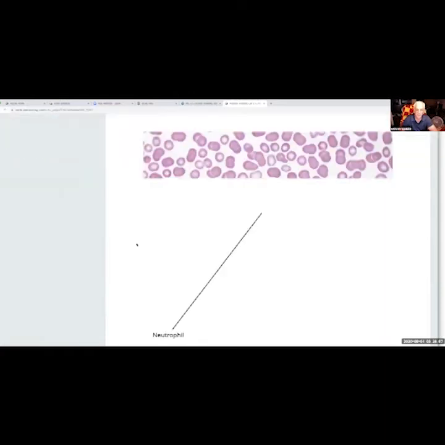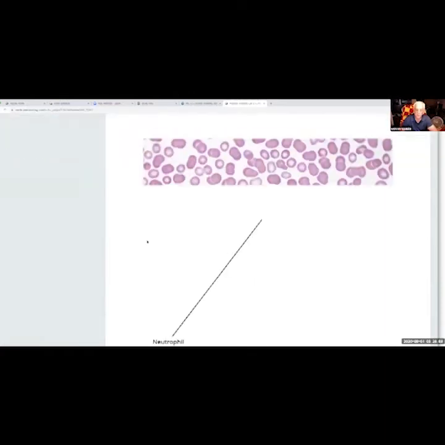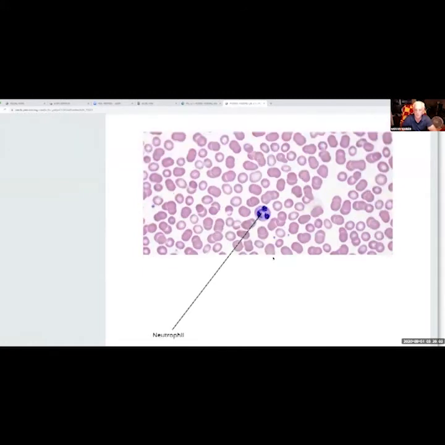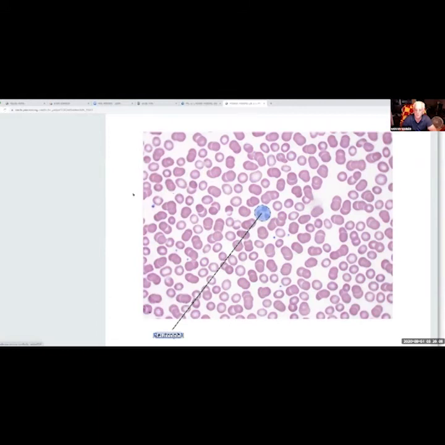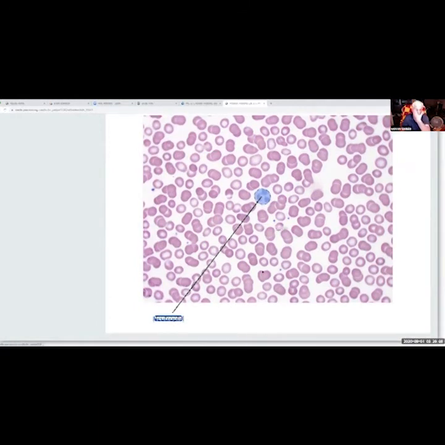And one more blood smear. Neutrophils happen to have three nuclei. You can see the three nuclei there. You can see the platelets. These are platelets. And these are red blood cells. Okay. Perfect.